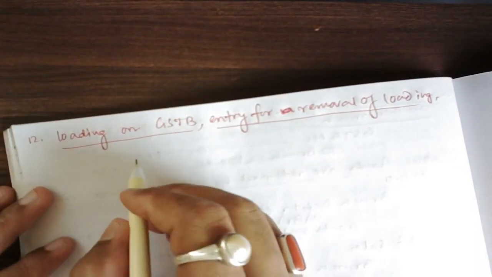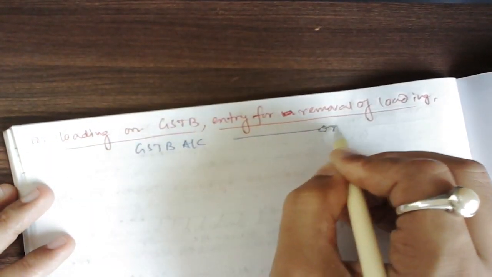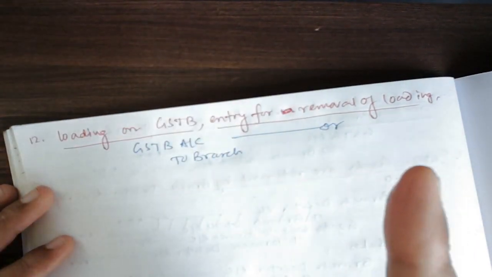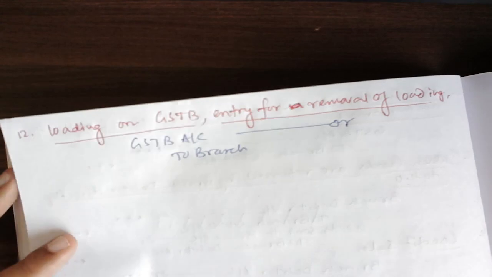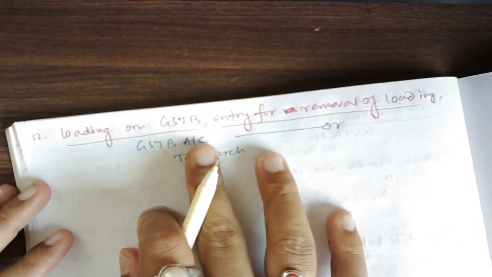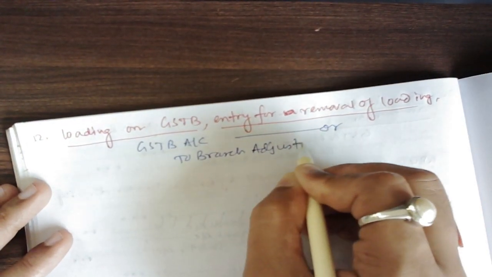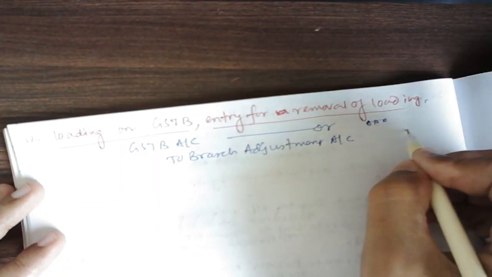Now please note it down. GSTB account debit to branch adjustment. When goods are sent, branch stock to GSTB, and then when we unload, the same GSTB to the branch adjustment account. Remember, branch adjustment account. Clear?